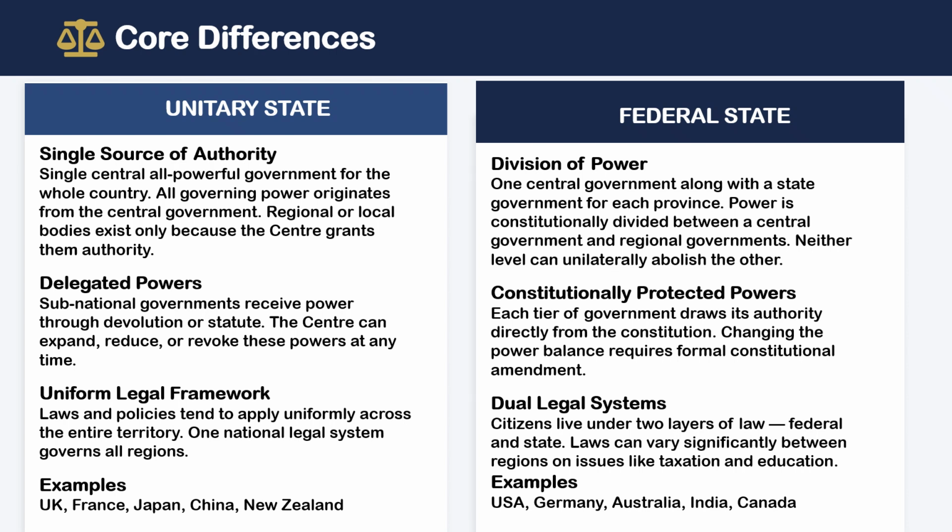The examples of a unitary state are United Kingdom, France, Japan, China, New Zealand. On the other hand, examples of a federal state are United States of America, Germany, Australia, India, Canada.